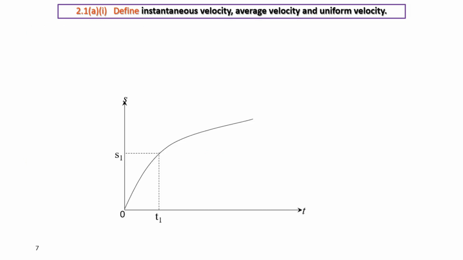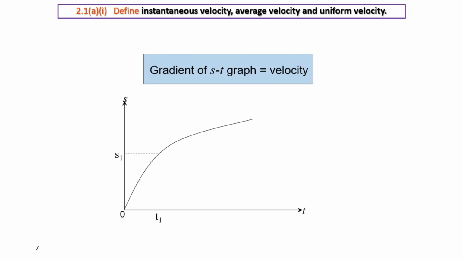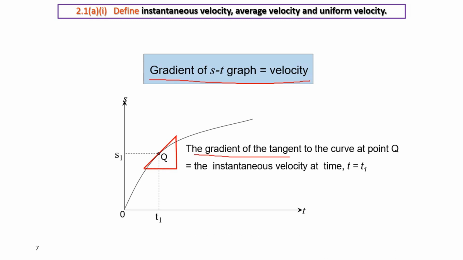Let's say we have the displacement-time graph, and this is an increasing displacement-time graph. The gradient of the displacement-time graph is equal to velocity. Let's say at point Q, the gradient of the tangent to the curve at point Q is equal to the instantaneous velocity at time t equals t1.